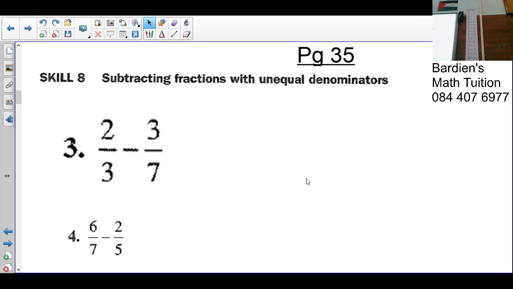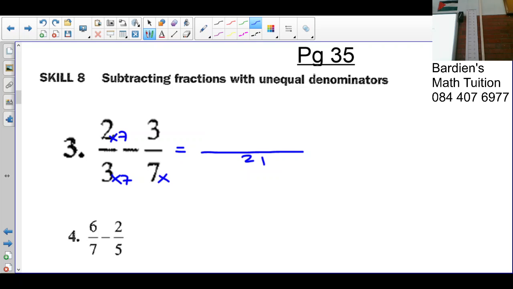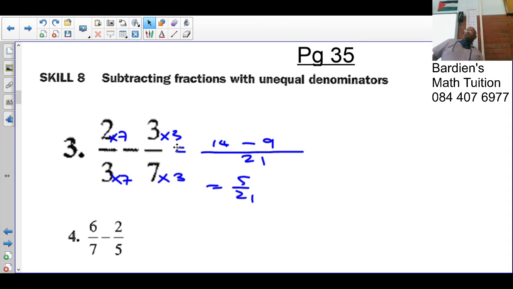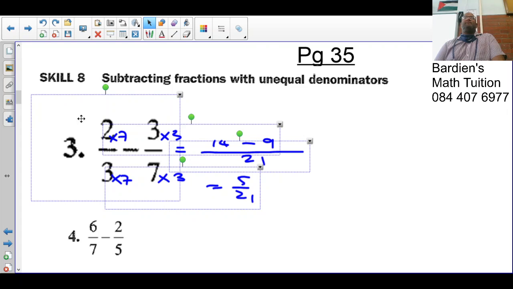Right, what's the LCM in number 3? 21. So you must multiply it by 7. So you multiply it by 3. So it's 14 minus 9, which is 5 over 21. Any confusion there? Right. Who got it right? Yes, Michael. You didn't get it right. I said, does anybody have a problem with the sum? Would you like to put up your hand? Okay, who got the sum right?